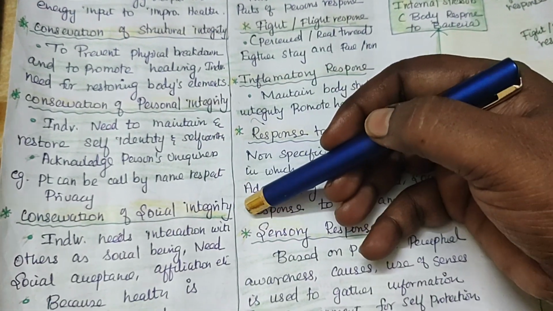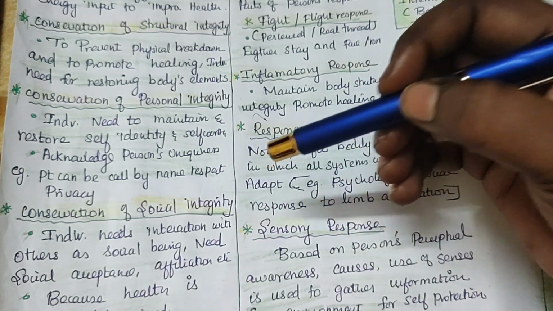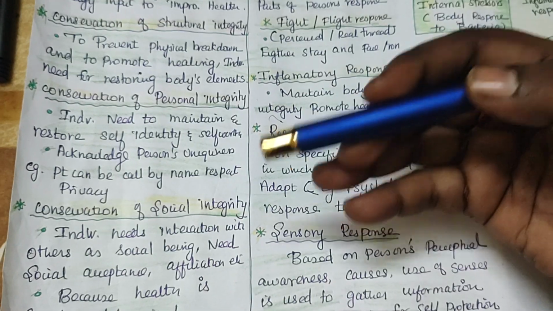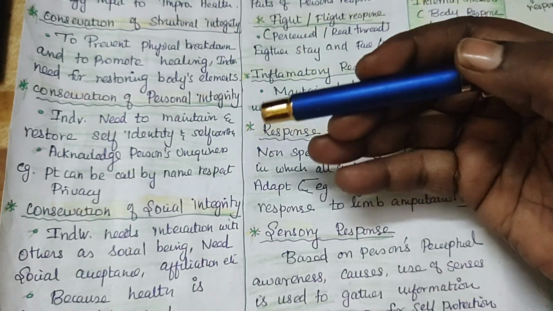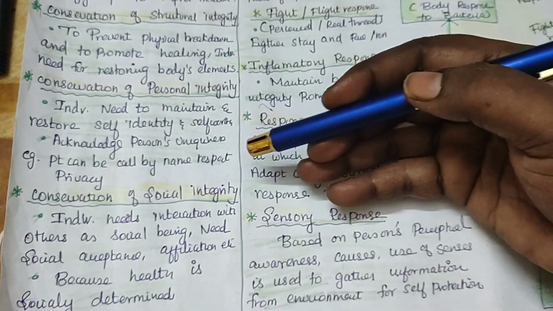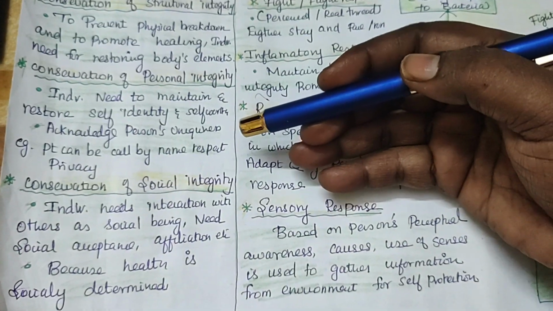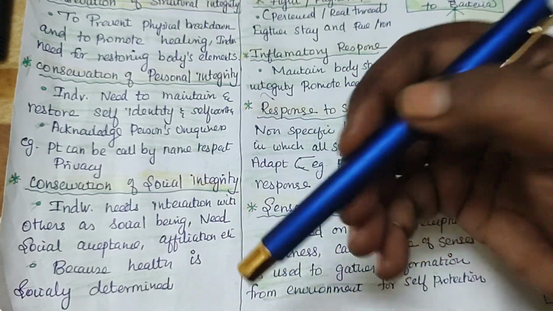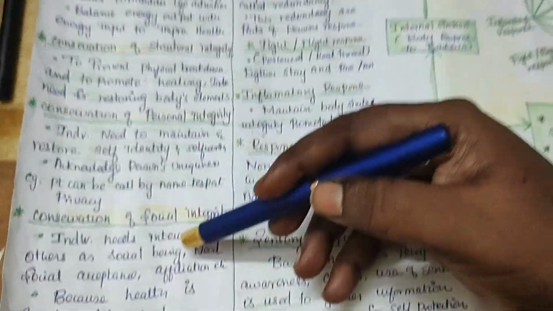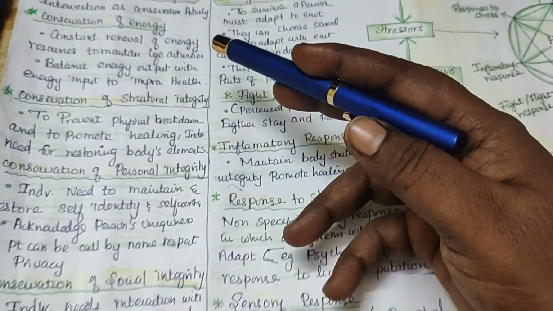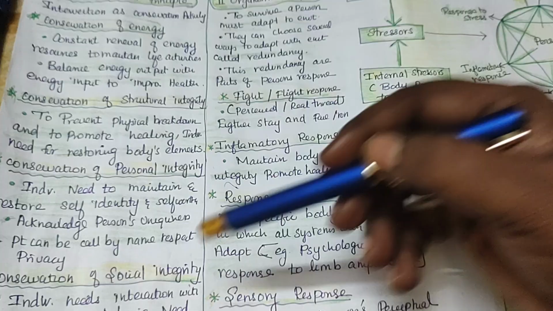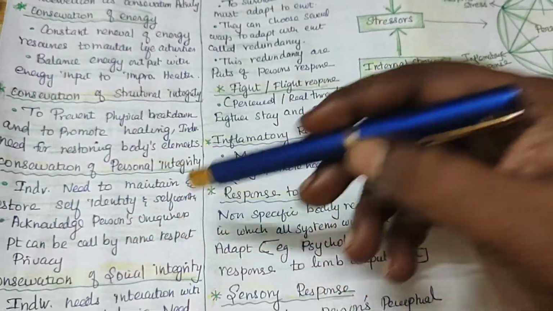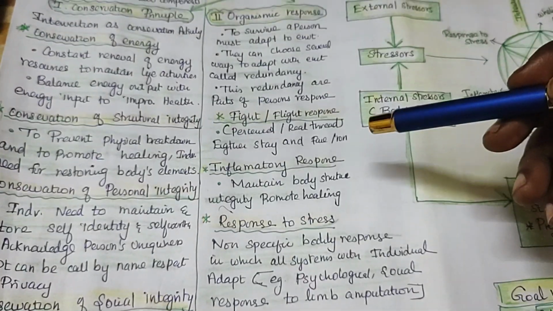And then conservation of social integrity. Every individual is a social animal and needs interaction with other social beings. So he needs social acceptance and social affiliation from others. Health is also determined socially. She says this conservation of energy is very important for any human being, so our nursing care is also based on this. Nurses should know what energy needs the patient has.